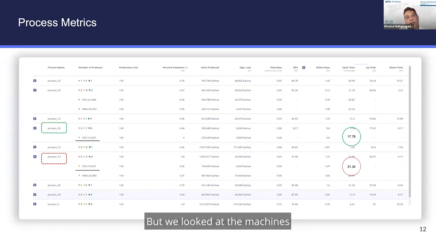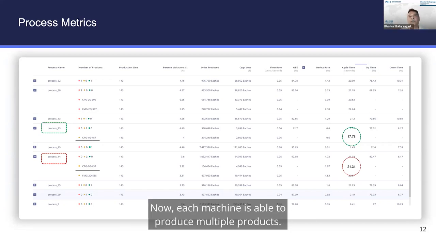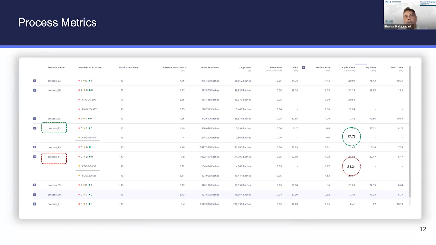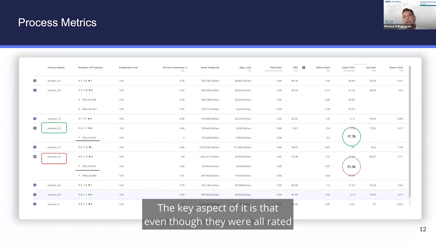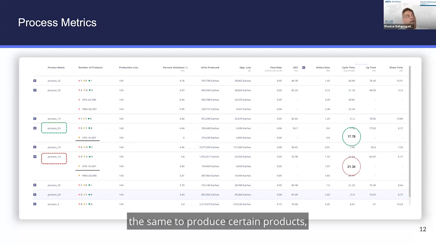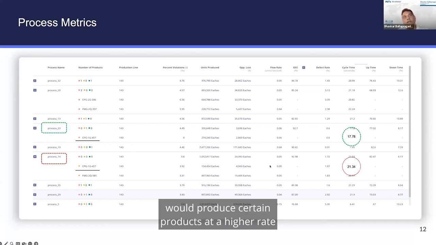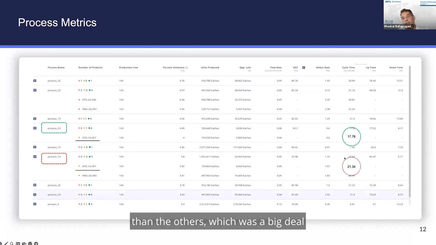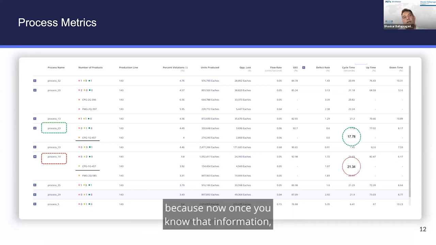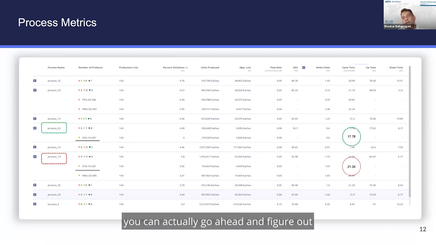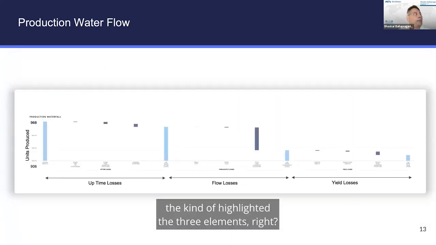But we looked at the machines, and we are calling them processes here. Now, each machine is able to produce multiple products. The key aspect is that even though they were all rated the same to produce certain products, what we observed was that certain machines would produce certain products at a higher rate than the others, which was a big deal, because once you know that information, you can go ahead and figure out how you want to optimize the system.